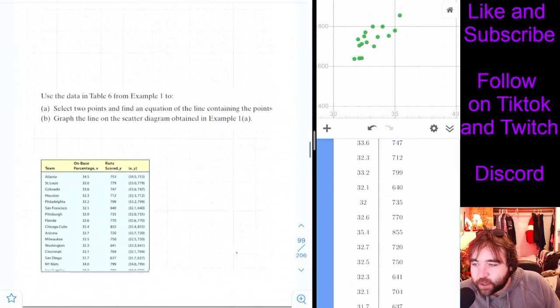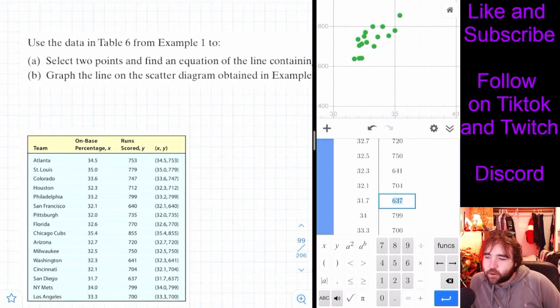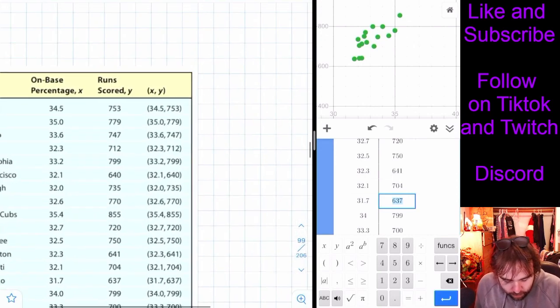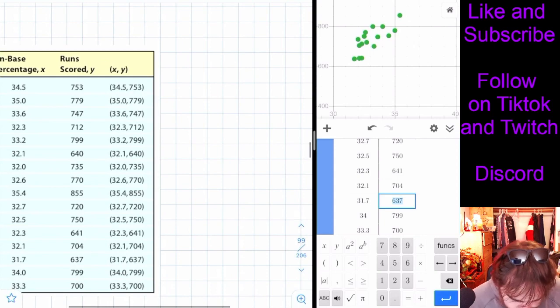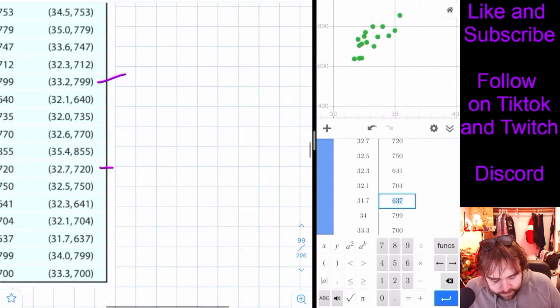So for the next question, we're going back to this data. So they say, A, just select any 2 points and find the equation of the line between those 2 points. Then graph the line on the scatter diagram. Okay. So let's do that. Let's just pick any 2 points. Let's do that one and that one. For no reason, I just picked them.